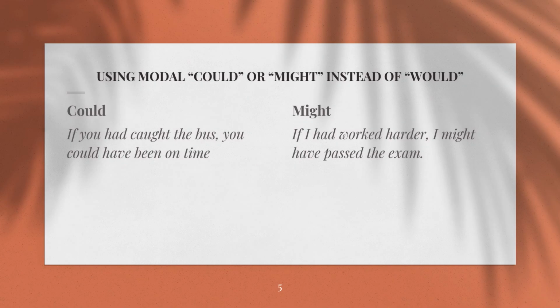Next, using modal could or might instead of would. So in some situation, we can use could or might instead of would. For example, if you had caught the bus, you could have been on time. While for might, if I had worked harder, I might have passed the exam.